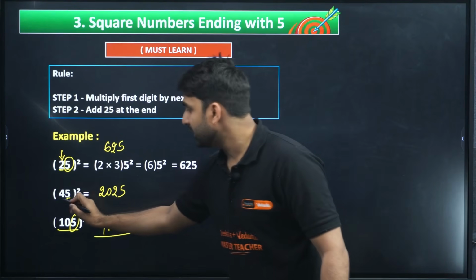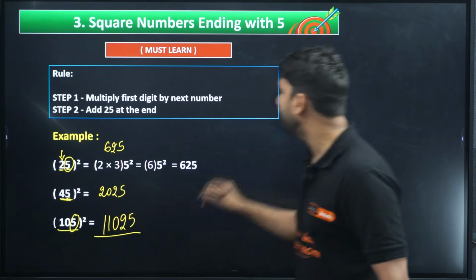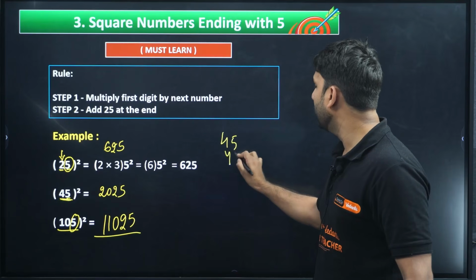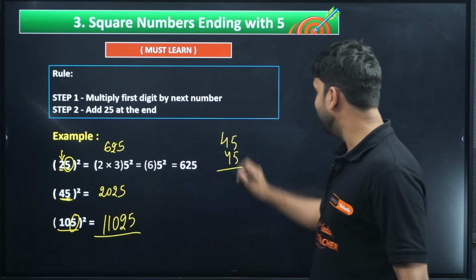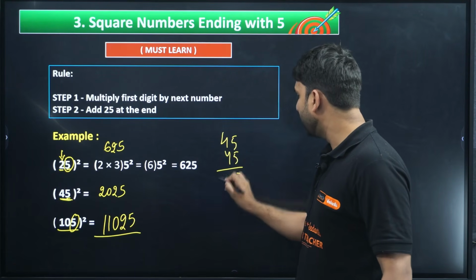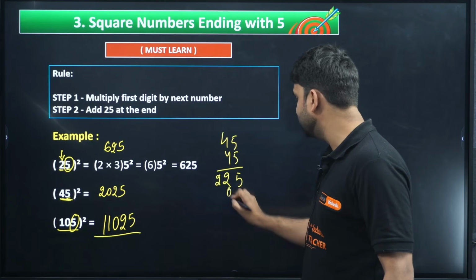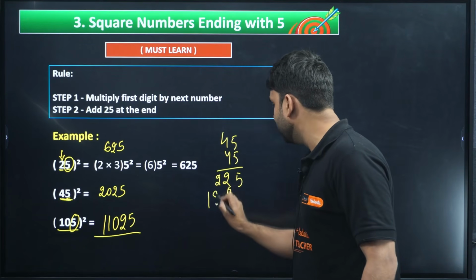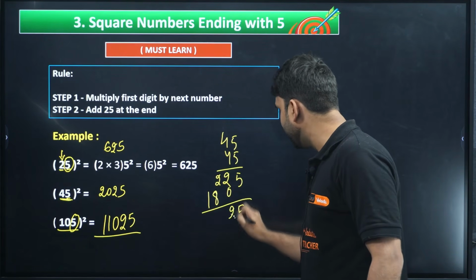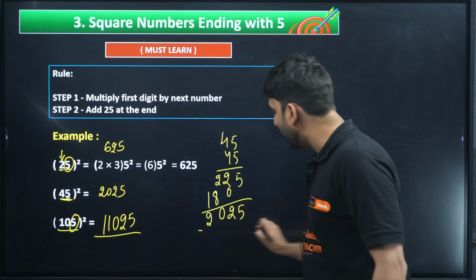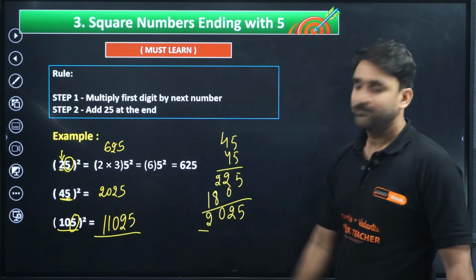You can verify. If you are getting confused, you can verify 45 whole square by this old method that you used to follow. So 5 5 is 25, carry 2, 5 4 is 20, 22 would be there, 4 4 is 16, and 18 would be there. So 2 0 2 5. Wow, same answer is there. So this is the way.